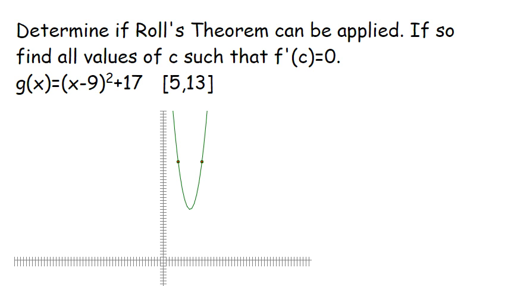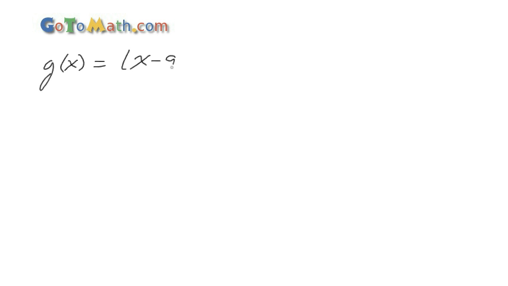Okay, so we're going to move on over and write some of this stuff down. Alright, so we have g of x is equal to (x minus 9) squared plus 17. And we're on the closed interval between 5 and 13, including 5 and 13.